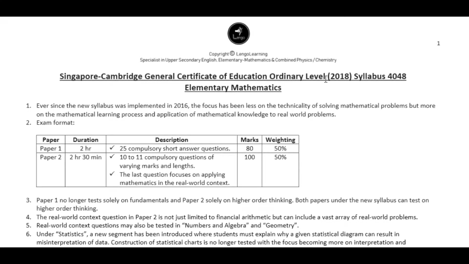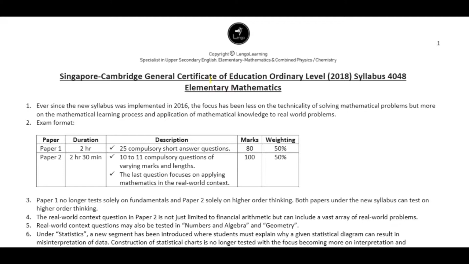Hello everyone, so now I'll be going through the syllabus for elementary mathematics for the GCE O-level examinations. The syllabus number will be 4048. Just a brief comment about this new syllabus that was implemented in 2016.